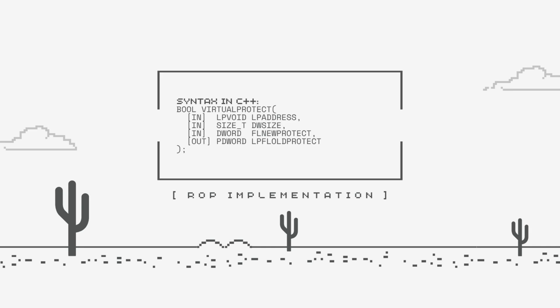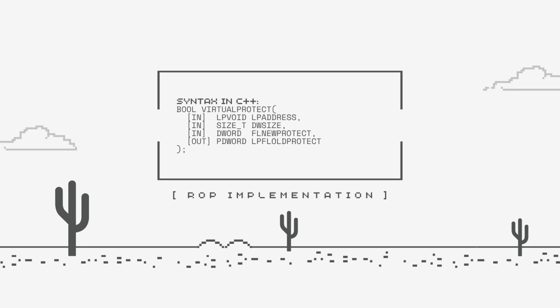Let me explain each parameter: LP address, the starting address of the memory region you want to modify. This will be where your shellcode is located. DW size, the size of the memory region in bytes. Typically the size of your shellcode.